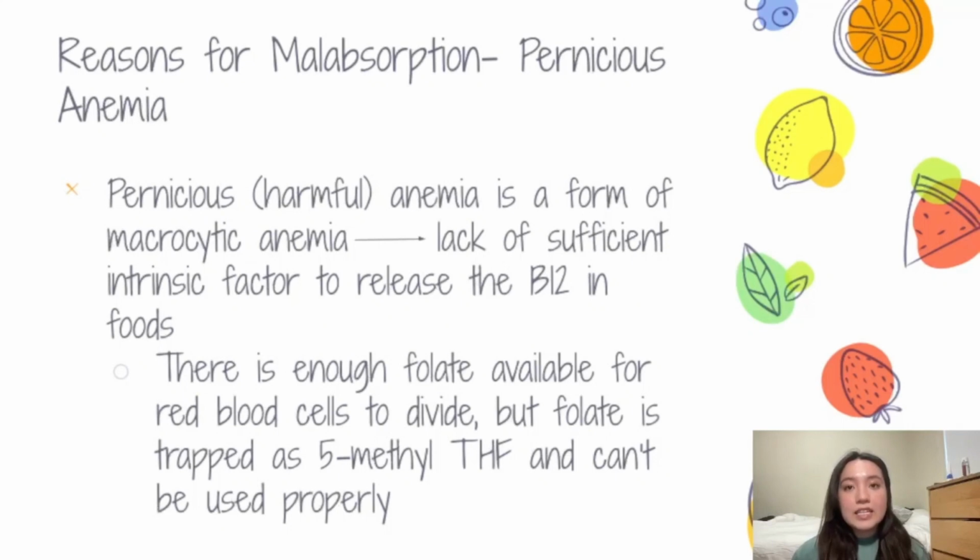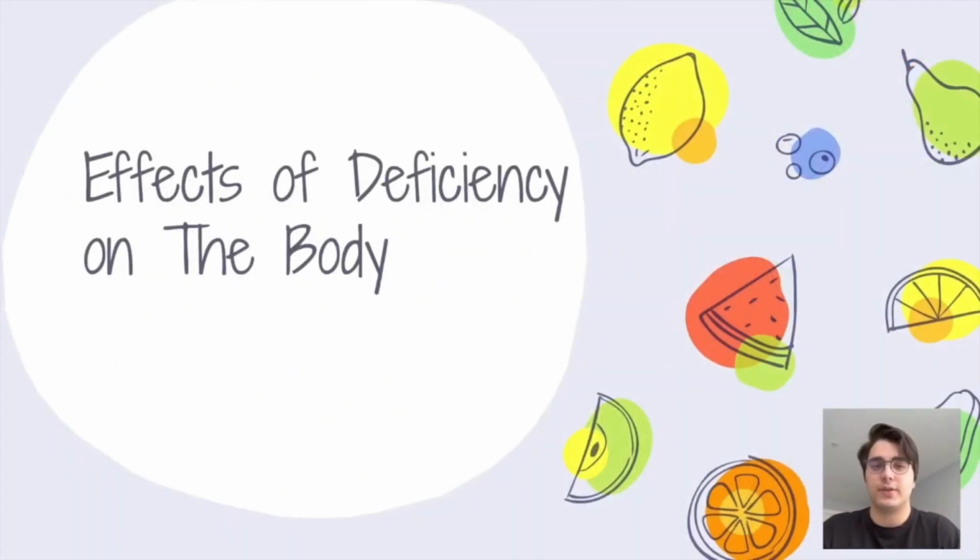And lastly is pernicious anemia. So pernicious anemia is a form of macrocytic anemia, and there's a lack of sufficient intrinsic factor to release the B12 in foods. There's enough folate, which is also vitamin B9, available, which kind of works with vitamin B12. There's enough folate available for red blood cells to divide, but folate is trapped as 5-methyl-THF and can't be used properly. Vitamin B12 deficiency can be a serious health issue.